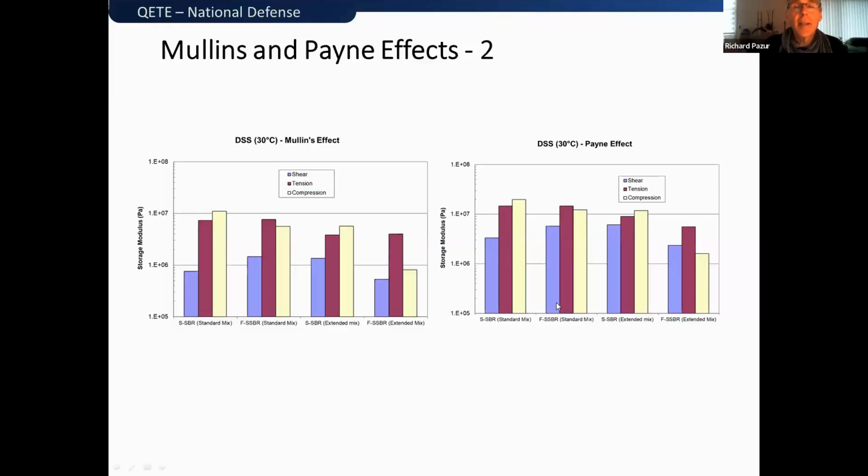The other thing that I wanted to show with this slide is just the fact that the Payne effect is a much bigger effect than the Mullins, just with respect to the magnitude. I'm showing here for the shear, tension, and compression, but just the values here of the storage moduli are less compared to the Payne effect. Remember, this is a log scale on the Y, so the effects here are actually much bigger than what they appear.